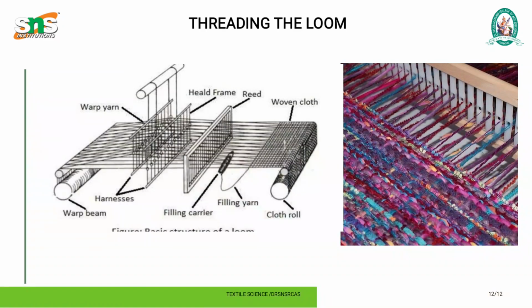So threading the loom is a basic and much more important process. The warp beam is there. The warp yarns will be laid over that beam, and then inserted into the harness based on the count of odd and even. The odd count yarns, that is 1, 3, 5, will be in one harness, and the other harness will have 2, 4, 6. So that while we move the harness up and down, we can interlace the weft yarns, the filling yarns, to make the fabric.